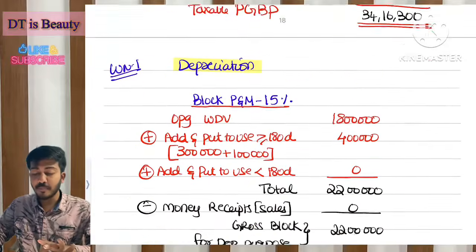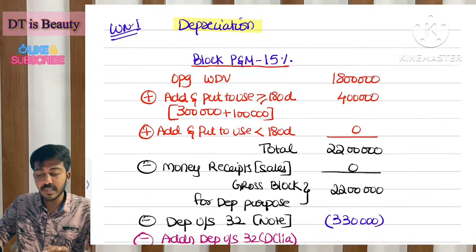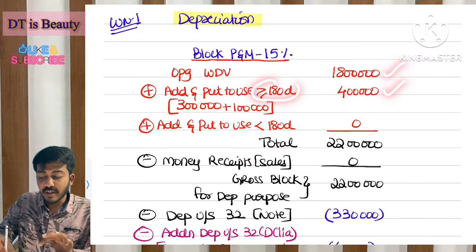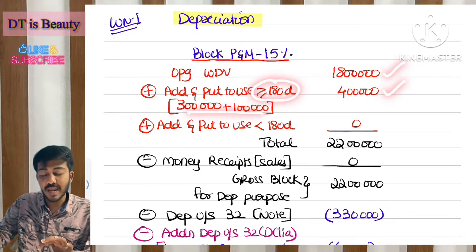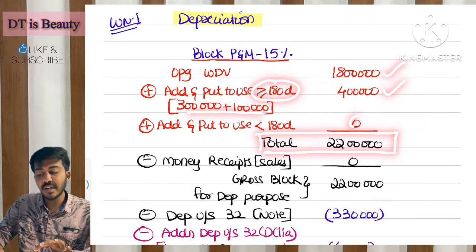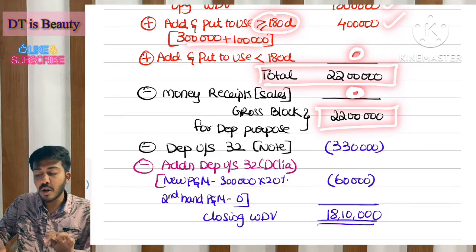So let us calculate for plant and machinery. Block, you should write the name of the block. Block, plant and machinery 15%. Opening WDV they have given as 18 lakhs. Additions greater than or equal to 180 days, 3 lakhs plus 1 lakh, 4 lakhs. So this will give you a total of 22 lakhs. Less than 180 days, there is nothing. Did they make any sales given in the question? Nothing. So let us mark it as 0. Now you have a gross block of 22 lakhs.